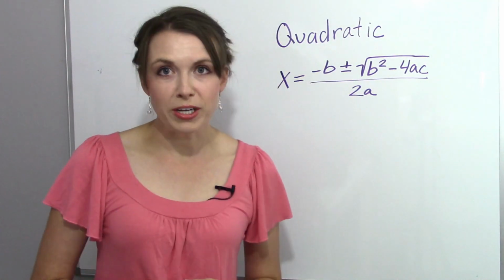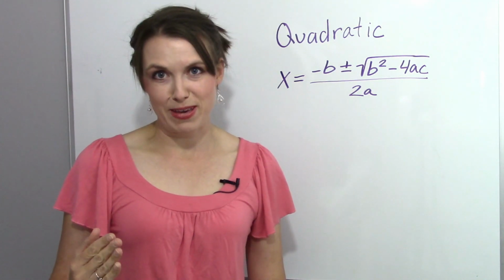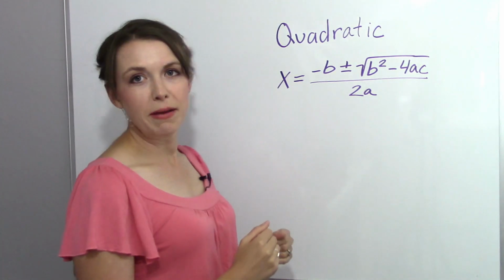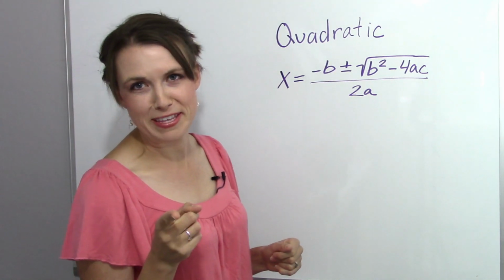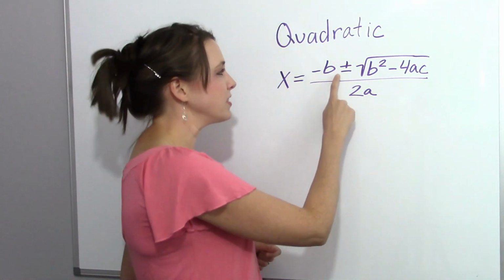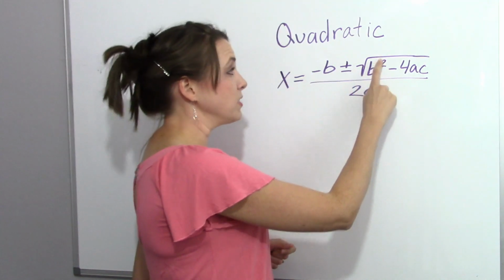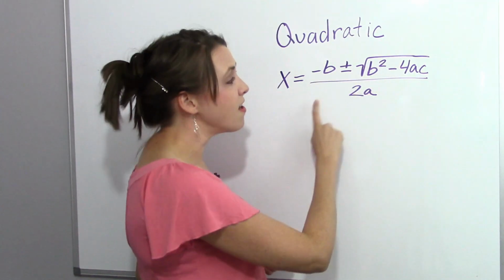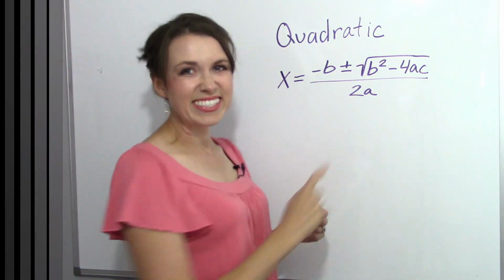Okay. We're going to do it one more time, and I actually want you to sing it with me, okay? Pay no attention to the other people that might be in the room with you. X is equal to negative b plus or minus the square root of b squared minus 4ac all over 2a.